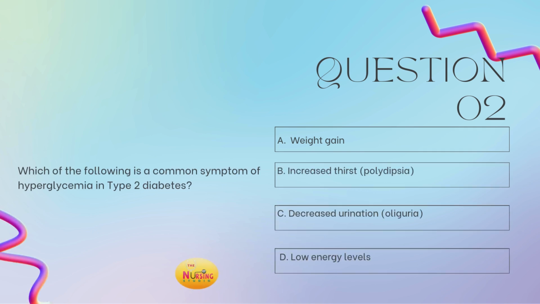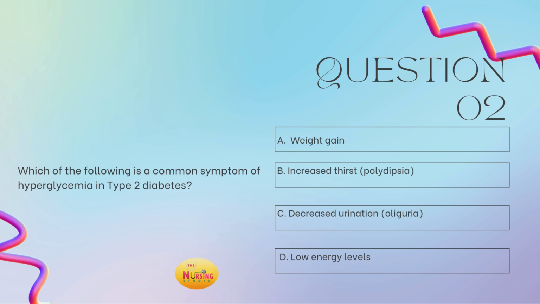Question number 2. Which of the following is a common symptom of hyperglycemia in type 2 diabetes? Is it A, weight gain, B, increased thirst, polydipsia, C, decreased urination, oliguria, or D, low energy levels? And I'm going to read that one more time. Which of the following is a common symptom of hyperglycemia in type 2 diabetes? Is it A, weight gain, B, increased thirst, polydipsia, C, decreased urination, oliguria, or D, low energy levels? Take a moment and tell me what you got, y'all.